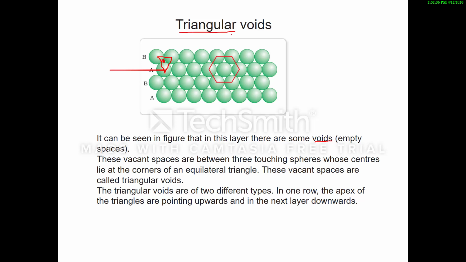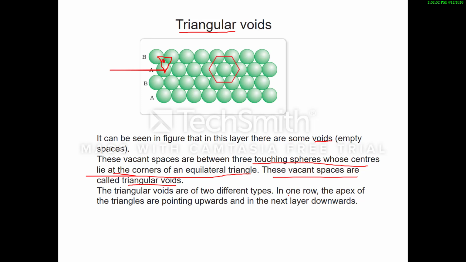This is called triangular voids. You can say it is the vacant space between three touching spheres whose centers lie at the corners of an equilateral triangle. These vacant spaces are called the triangular voids. Now, these triangular voids are of two types.